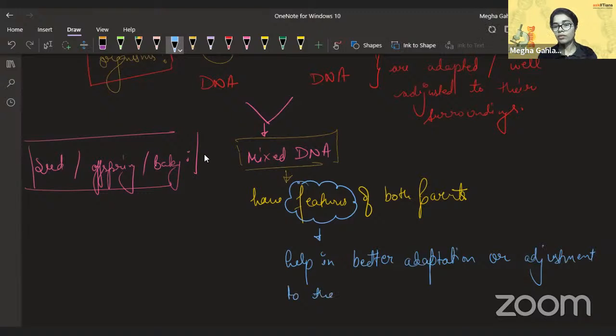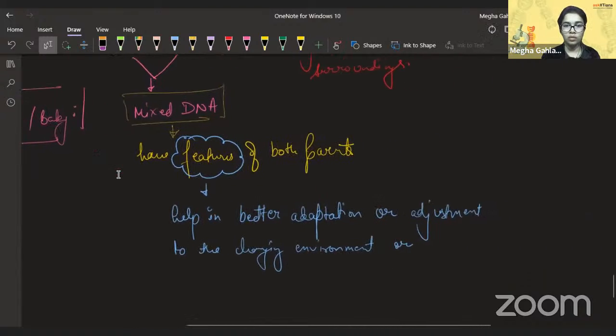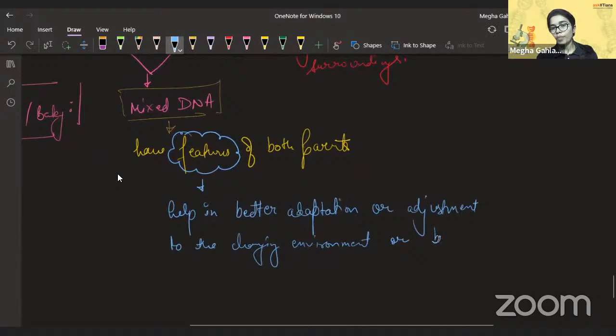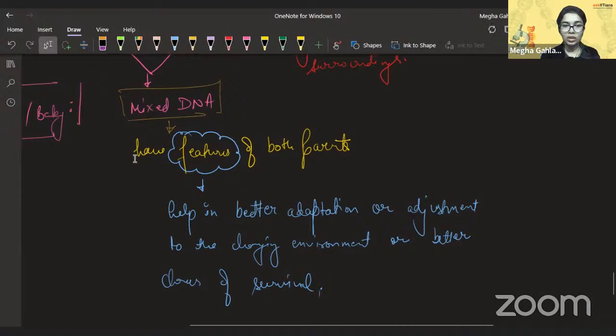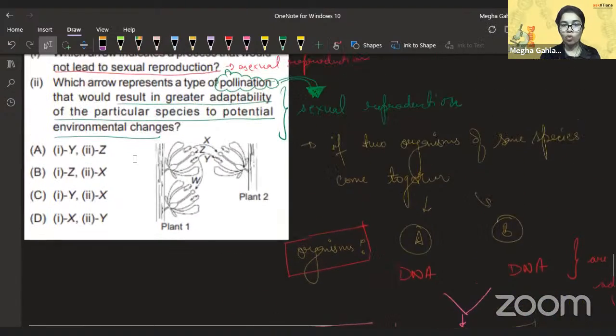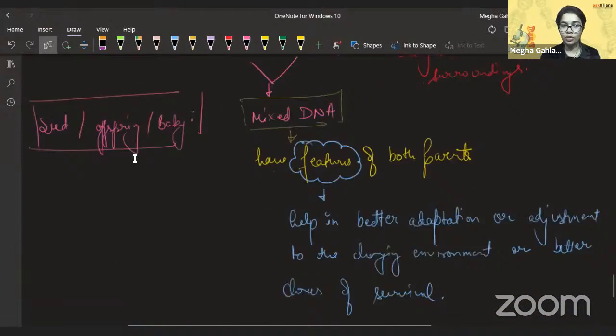to the changing environment, or better chances of survival, right? Because whichever organism changes and adjusts according to the environment is going to have more chances of survival, right? So I hope I have broken down the question enough for you to understand.